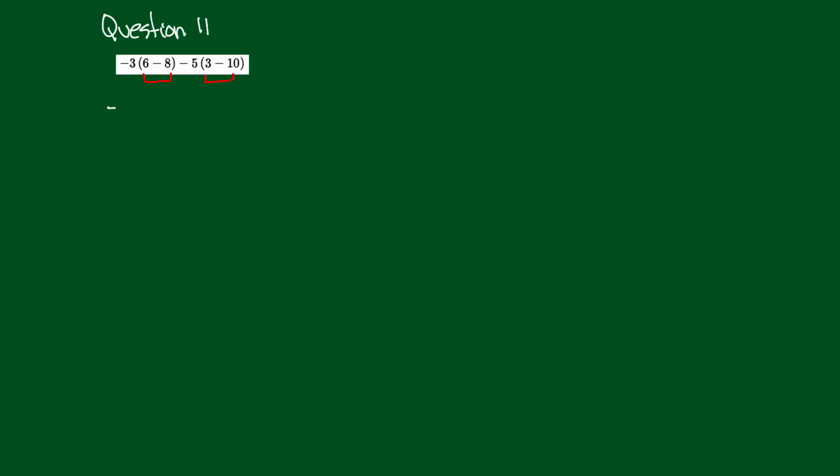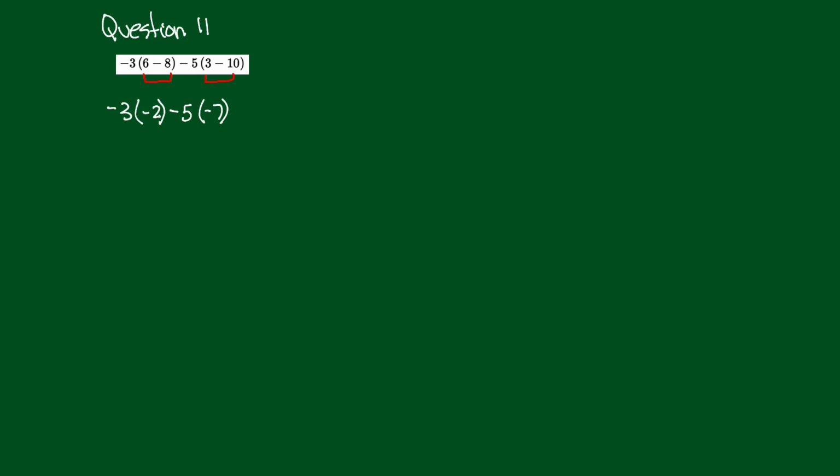So I'm going to rewrite -3. Now, what's inside this grouping symbol? Here's what I've got. 6 minus 8. I've got 6. I lose 8, so I'm down 2. So this is -2 minus 5. Now 3 minus 10. I'm down 3. I lose 10, so I'm down 7.